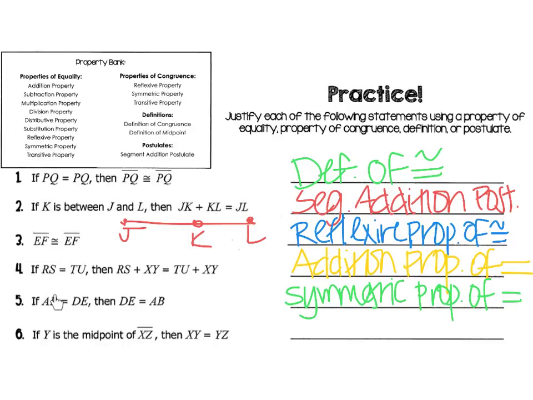line over our AB. All right, when we have the little line over AB, we're talking about the segment itself. No line means we're talking about the measures of AB and the measure of DE. And when we're talking about the measure, we're talking about equality.